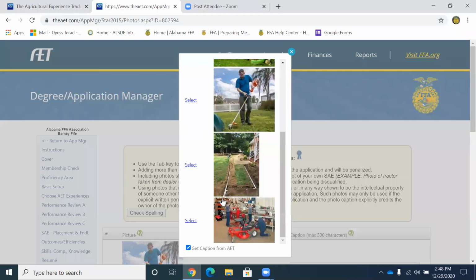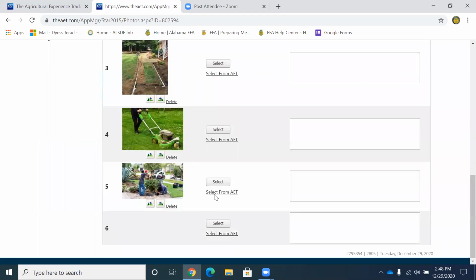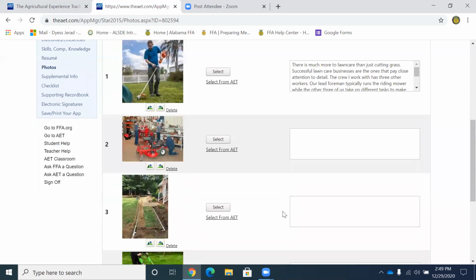So take a lot of pictures. That's the biggest thing I can tell you: be sure and take a lot of pictures so that you've got a lot to choose from when you start looking to tell your story.